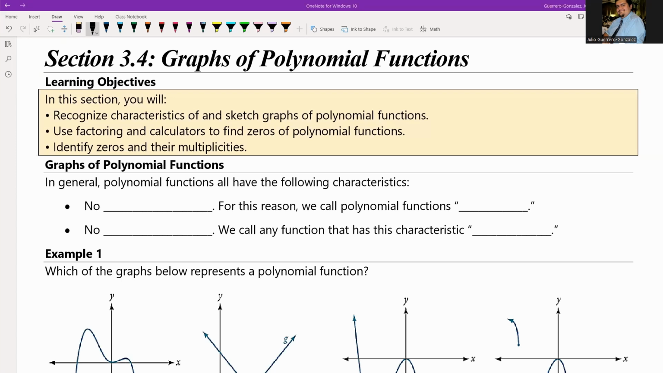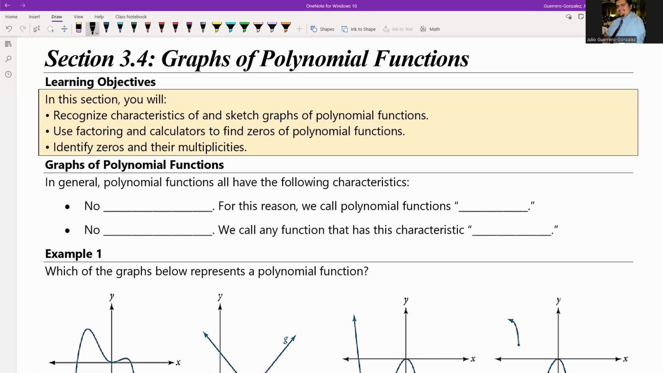In this section, we're going to learn how to identify zeros in general, and we're going to introduce something called multiplicity and some other things about the graphs of polynomial functions that make them nice functions to work with. The first thing I want to point out is the niceties that we have for polynomial functions.